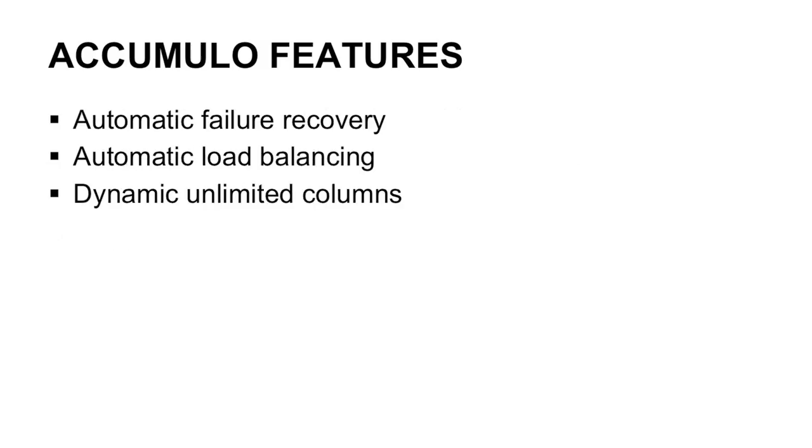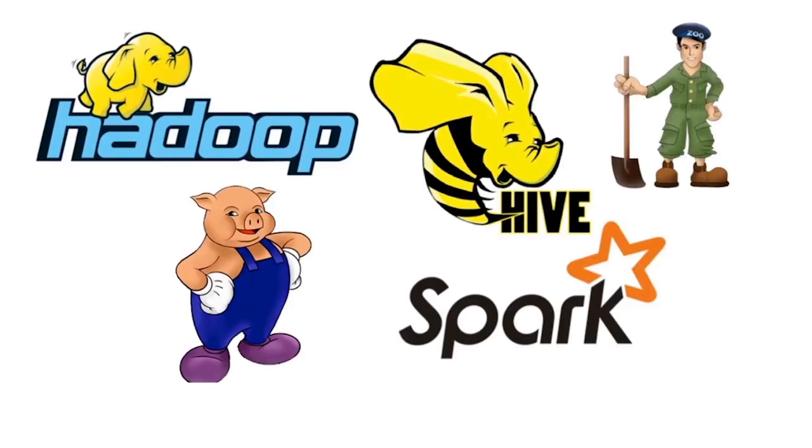Accumulo also has a number of features that make running clusters of over 1,000 machines manageable, including automatic recovery from hardware failure, automatic tablet reassignment, and dynamic and unlimited columns. Accumulo is written in the popular Java programming language and is compatible with several other open-source big data projects such as Hadoop MapReduce, Thrift, ZooKeeper, Pig, Hive, and Spark. Accumulo has a Thrift Proxy that allows clients written in other languages to work with Accumulo as well.